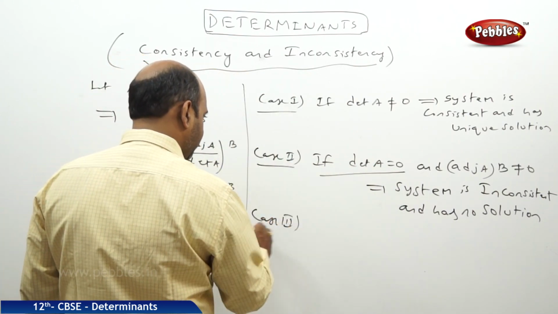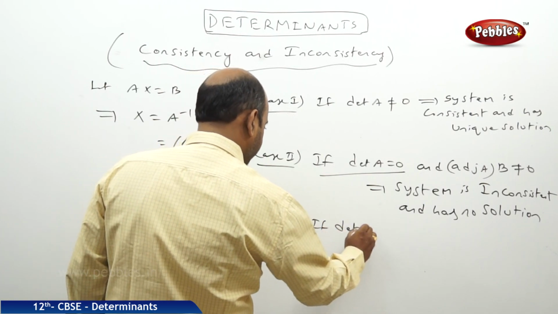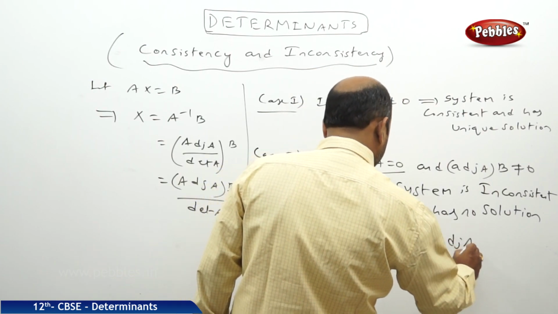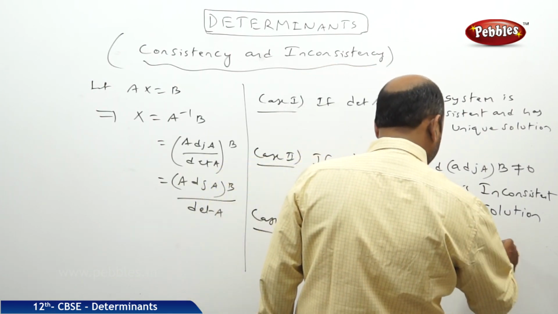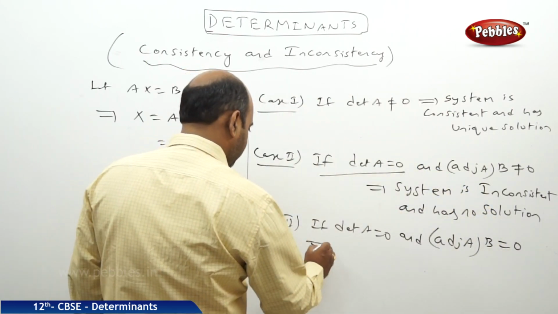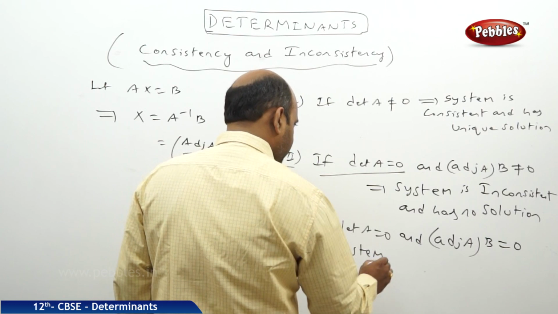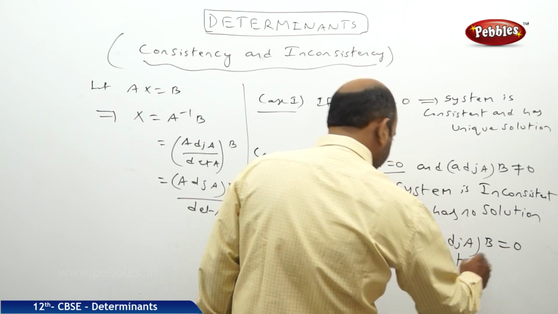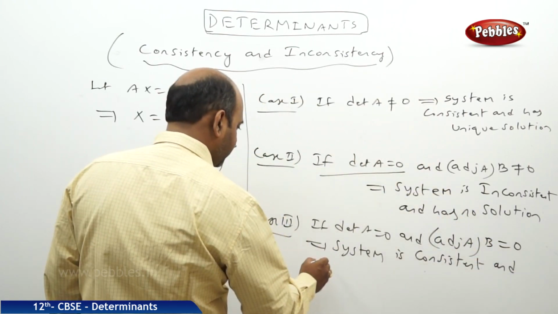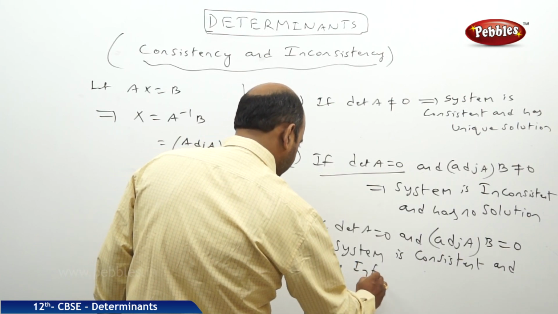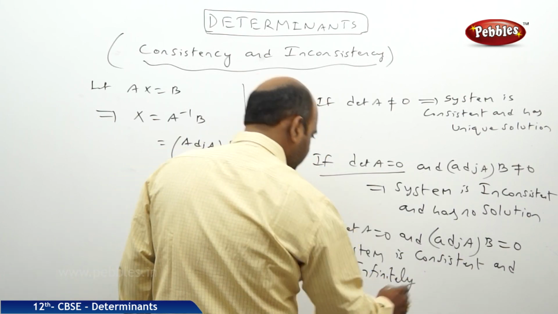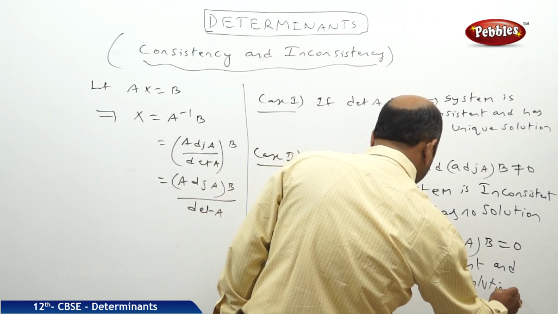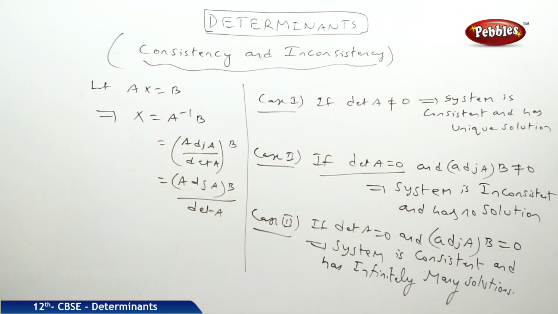Now what case 3 is telling: if det A is equal to 0 and adjoint of A into B is equal to 0, that implies what can we tell? The system is consistent and has infinitely many solutions. We need to remember all these three things well.